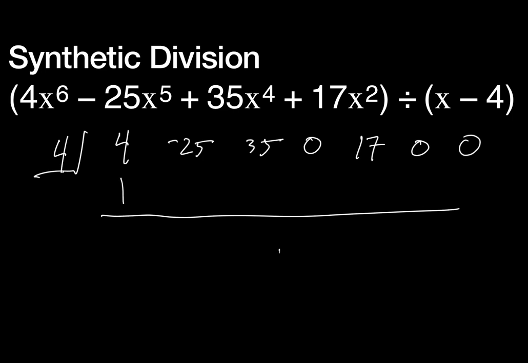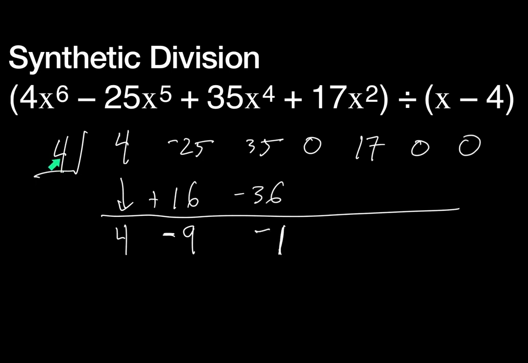And I start by doing this. I bring this down and I say 4. I take 4 times 4 and I put it right here, and that's 16. And then I add. Negative 25 plus 16, which I think is 9. Am I right? Negative 9, because it's a negative 25. All right? Then I do the same thing. 4 times negative 9 is negative 36. I add those two up, and that's negative 1.